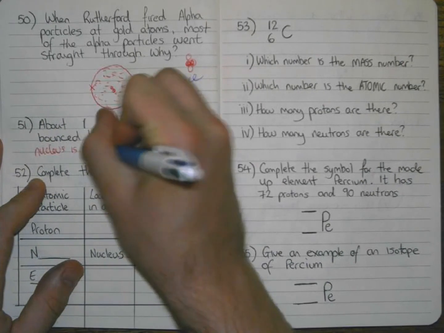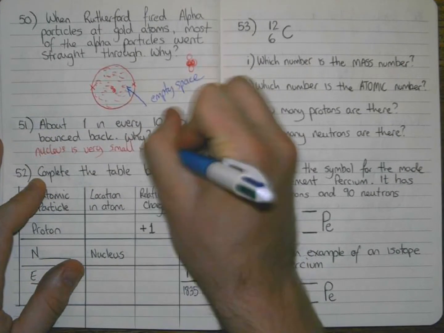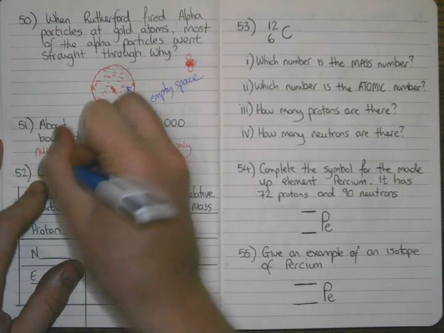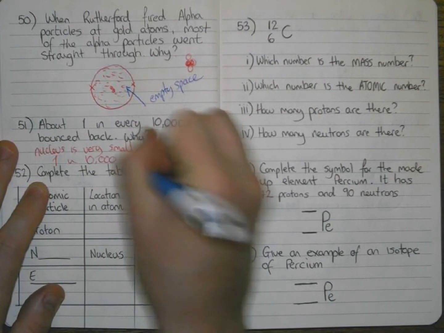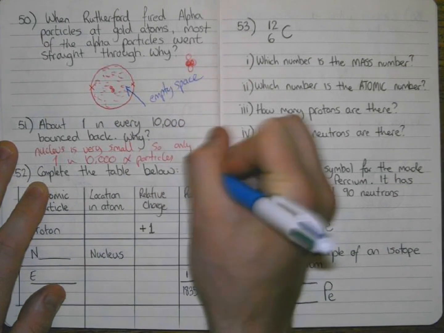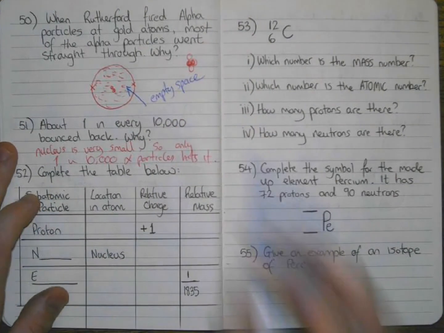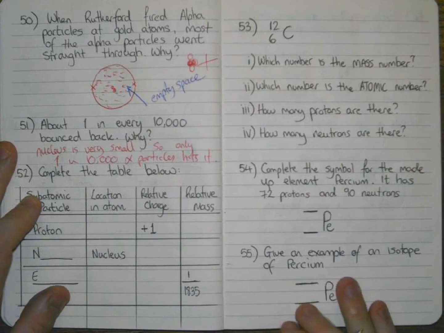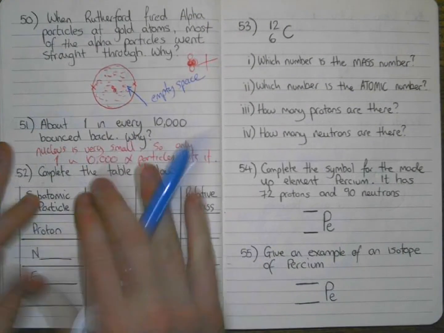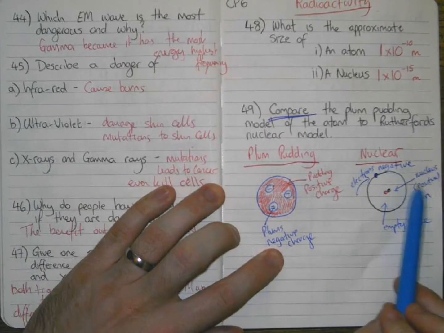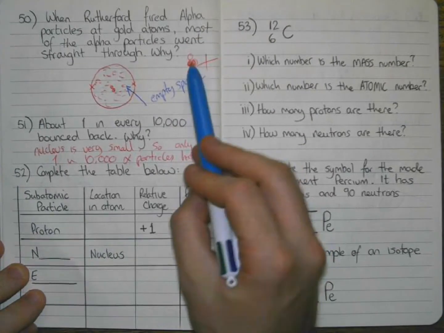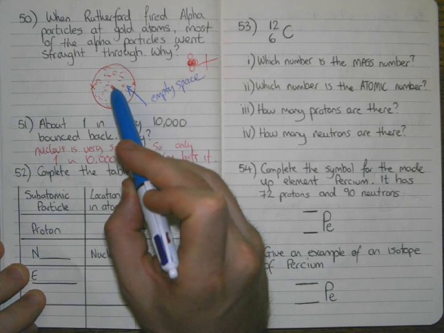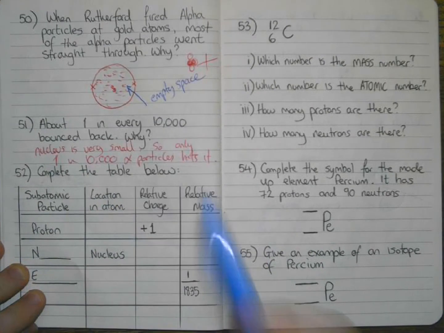Nucleus is very small, so only 1 in 10,000 alpha particles hits it. Charge of an alpha particle is positive. Charge of a nucleus, we've already said, is positive. And so every now and then you're going to get an alpha particle coming in and getting so close to the nucleus that it actually gets repelled and bounces back. And that's what it means by that.